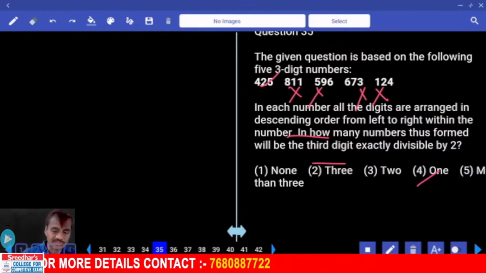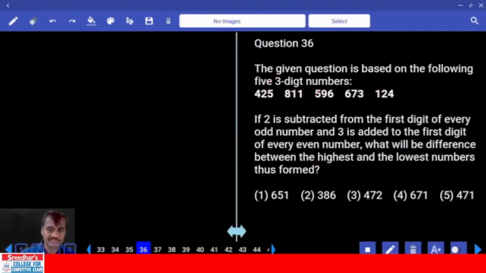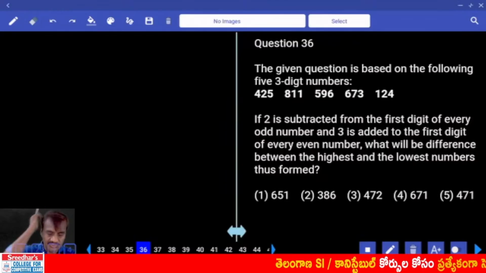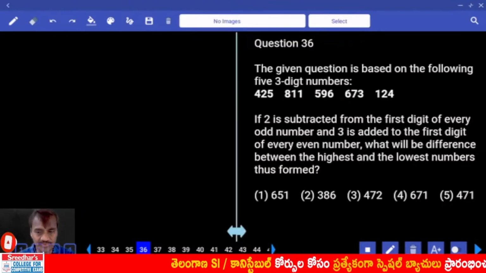Then for this purpose there is no necessity for you to write down each and every number and check out the answer. The next one coming to 36. Now 36 happened. 2 is subtracted from every odd number. 2 is subtracted from the first digit of every odd number. Clear? 2 is subtracted from the first digit.